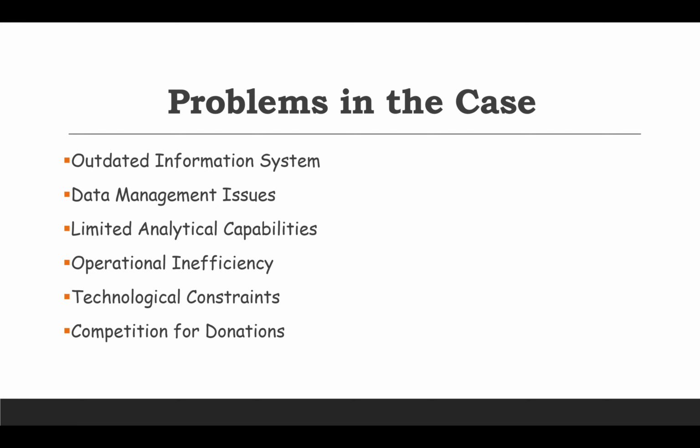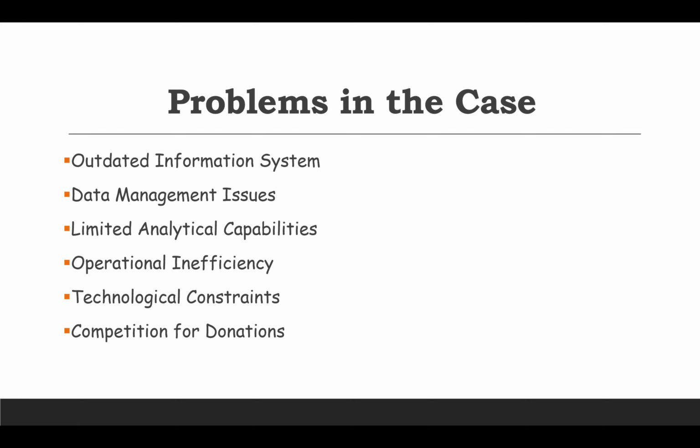The third problem was limited analytical capabilities. The current system lacks the ability to effectively segment donors and volunteers, making it difficult to generate meaningful analytics, like assessing the effectiveness of fundraising strategies. You cannot find a proper donor who can be put into several categories, like those who can be used for fundraising and those who can be used as volunteers.